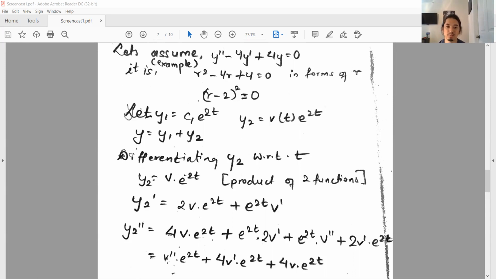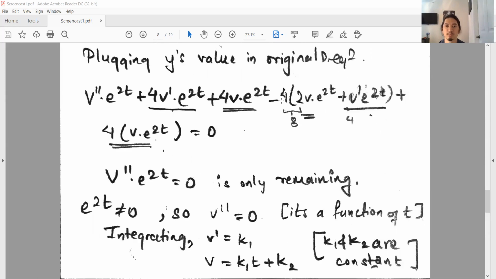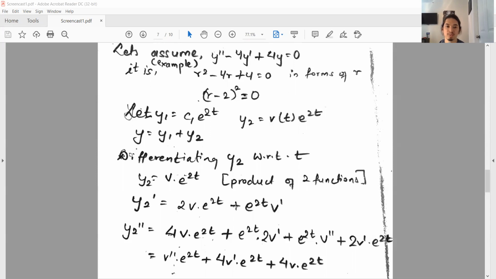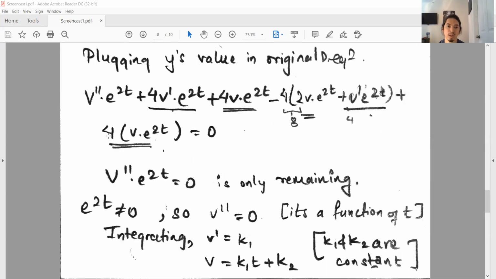So this one is y2 prime, so we just put in the value of y2 prime minus 4 from here, plus 4 and the value of y. So we can see there are some terms that are common, and we can just add and subtract them. So we have 4v prime times e to the t, and we have minus 4 times v prime e to the t, so we can just cancel them out, and we have 4v times e to the t plus 4v times e to the t, that is 8v times e to the t, and we have minus 4 times 2, which is 8v times e to the t. So we can just cancel them out as well.